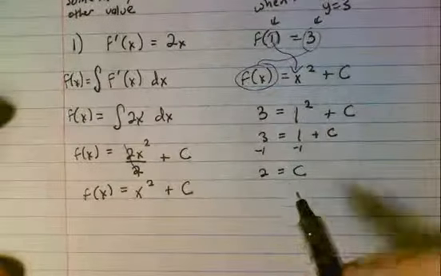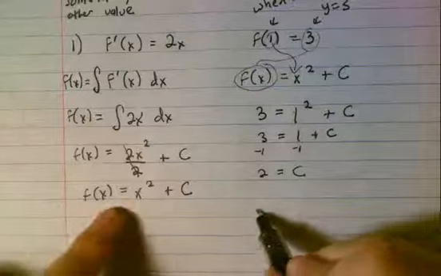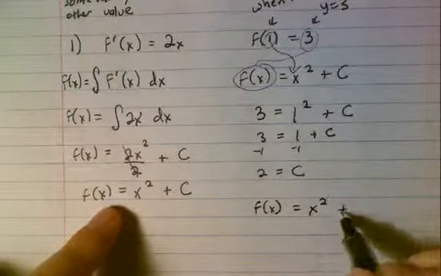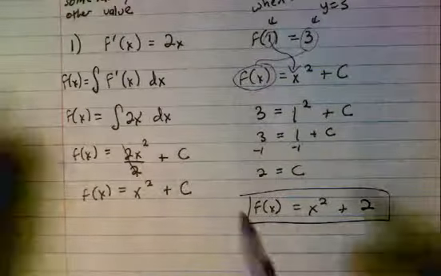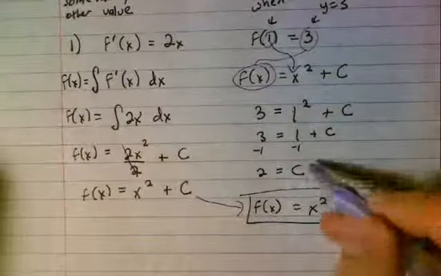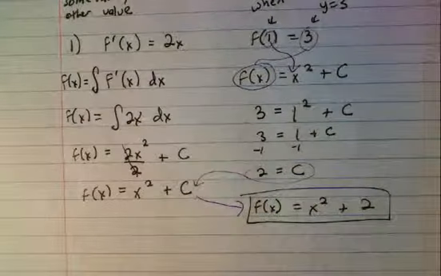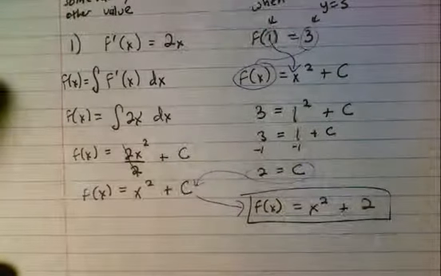This is not our final answer. Our final answer is to write the whole thing out again. This whole f of x equals x squared plus 2. This piece came over here, and then this 2 went in for c. So it's the same thing that we've done before, there's just this little bit of substitution here at the end.